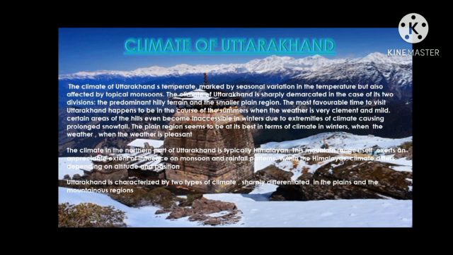The climate in the northern part of Uttarakhand is typically Himalayan. This mountain range itself exerts an appreciable extent of influence on monsoon and rainfall patterns within the Himalayas. Climate differs depending on altitude and position. Uttarakhand is characterized by two types of climate, sharply differentiated in the plains and the mountainous regions.